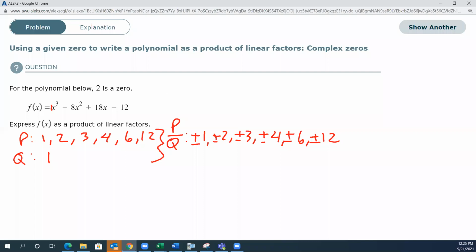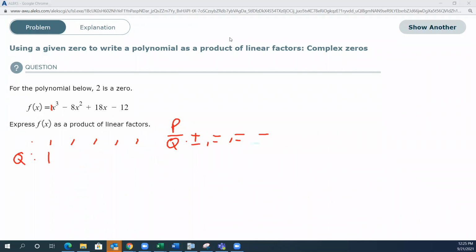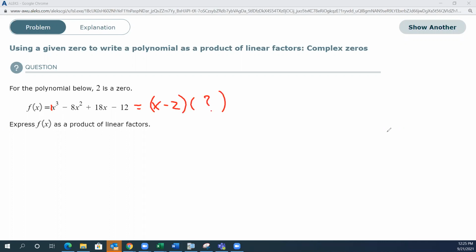So 2 is the only rational root, the only rational x-intercept. That means I can write this as x minus 2 times stuff. That means I get to do more long division. Yay! Okay, so let's do it. We'll divide x minus 2 into x cubed minus 8x squared plus 18x minus 12.